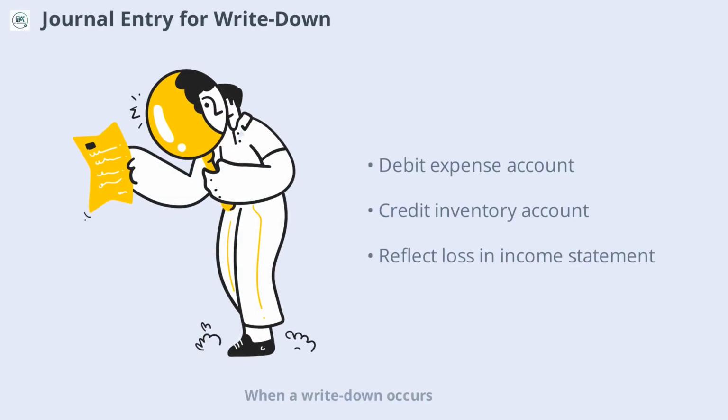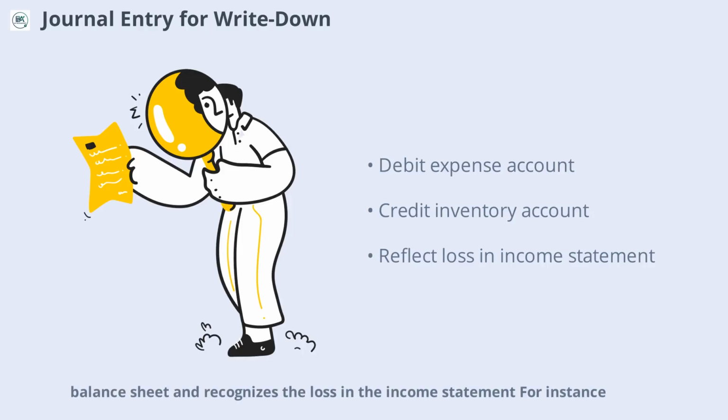When a write-down occurs, the accounting entry involves debiting an expense account, typically called inventory write-down or loss on inventory, and crediting the inventory account. This reduces the carrying amount of inventory on the balance sheet and recognizes the loss in the income statement. For instance, if the write-down is $2,000, you would debit the expense and credit inventory by that amount. This process ensures transparency and compliance with IAS 2 requirements.